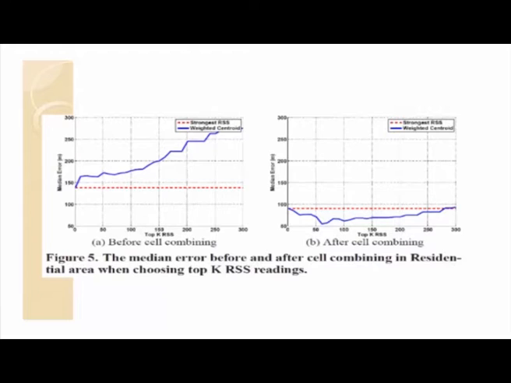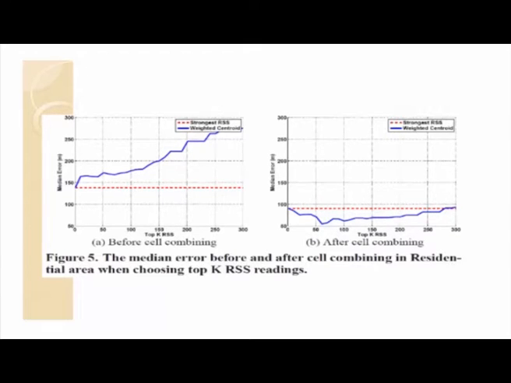As soon as I begin to take more and more, I increase the value of k. So top 300 RSS means the top 300 strongest signals which I have got. The last one will be very weak, so that would give you a lot of error. So as k increases, weighted centroid actually begins to work much worse.